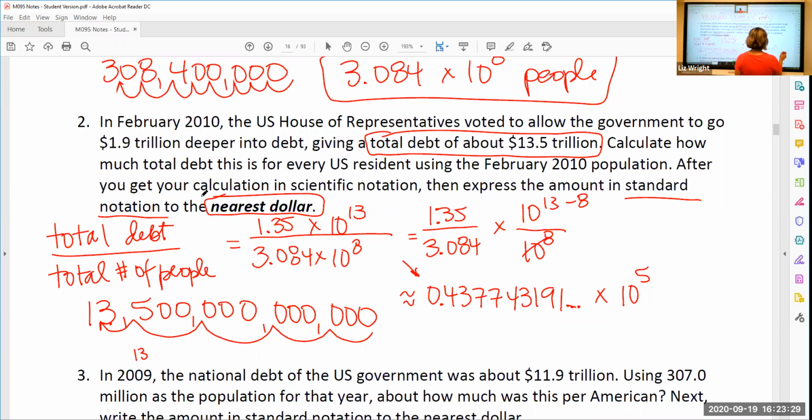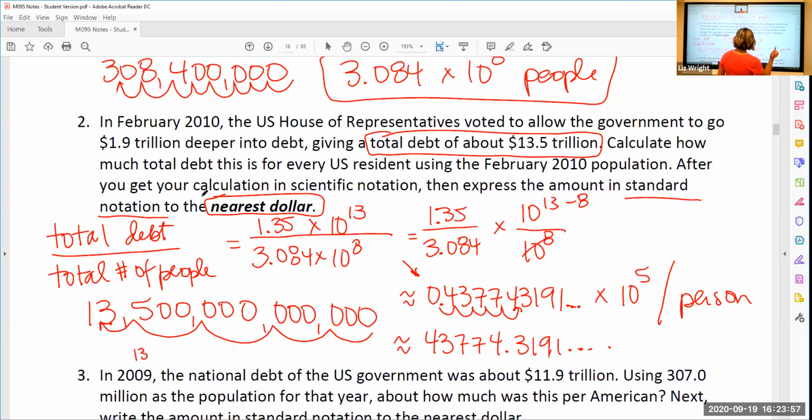And so this is how much money per person that each of us would need to pay to get our country out of debt back in 2010. Well, let's put it into a form that it might make more sense to us. And so we're going to say 1, 2, 3, 4, 5. We're going to move it over there. So then it's going to be, we've got 43774.3191 and then rounding that to the nearest dollar.